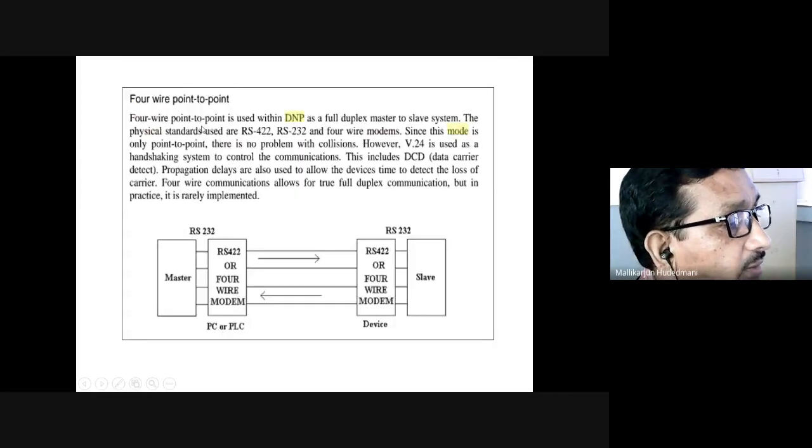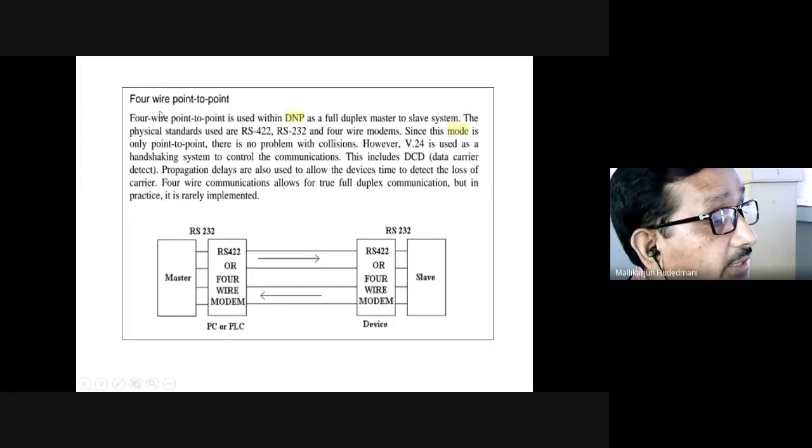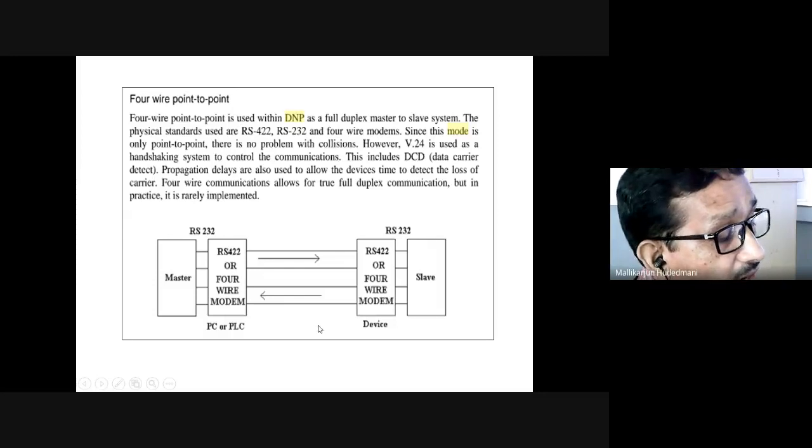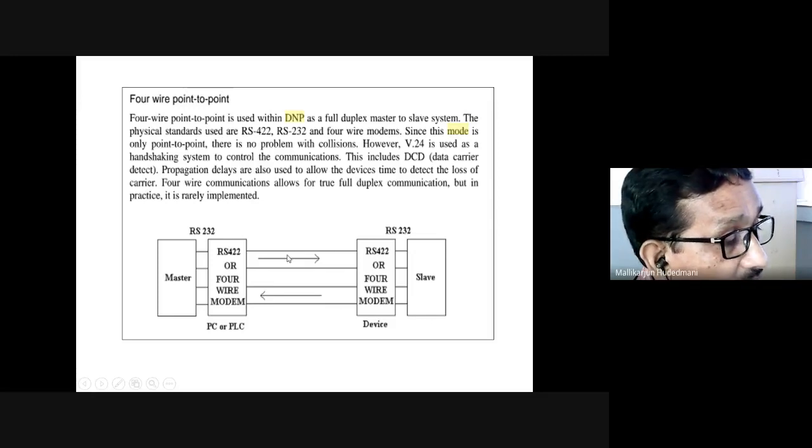Then 4-wire point-to-point. Now see the hardware complexity. Master is here, signal converter is here, slave is here, suitable signal converter is here. You will find two separate communicating channels. One is upcoming and one is down. Like that we have 4 wires: 1, 2, 3, 4.